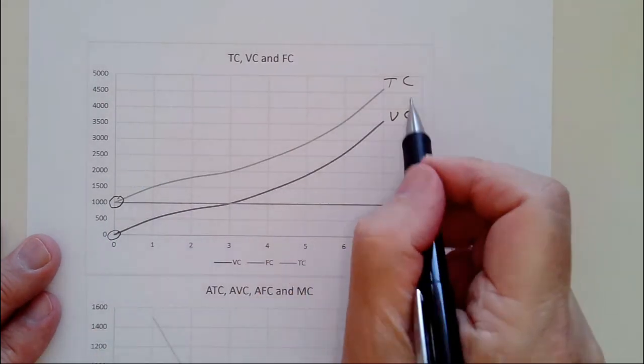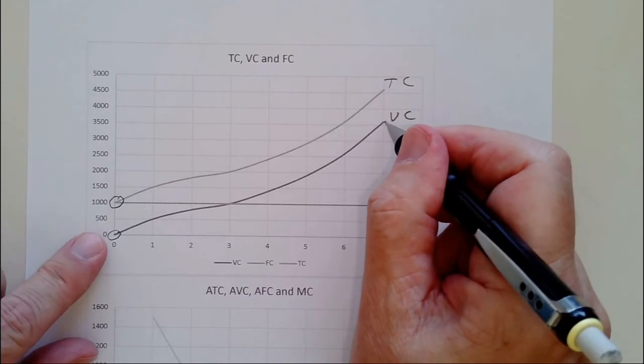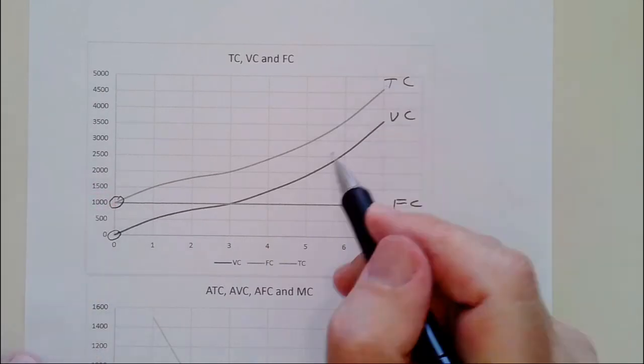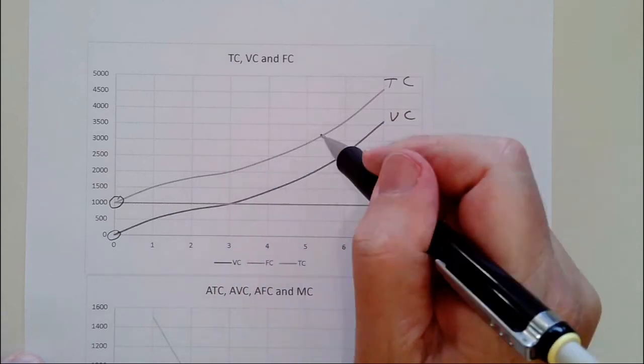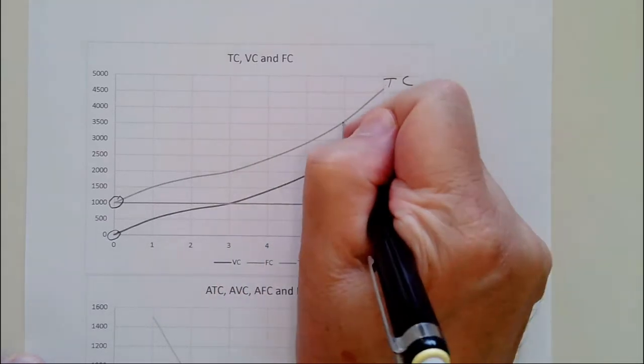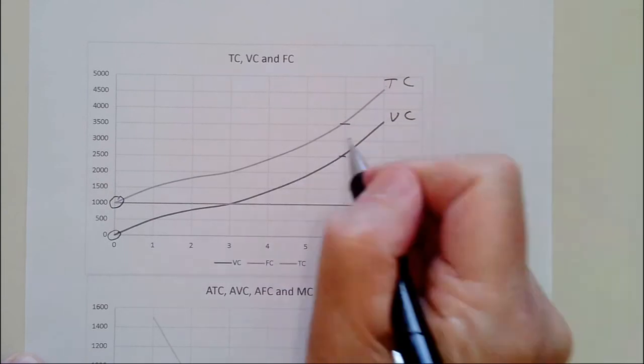Because these are identical, if I were to pick the variable cost curve up, if I could do that, it would lay right over the total cost curve. What separates these two curves, the vertical distance, is always the same: 1,000 fixed costs. So the difference from there to there is 1,000 fixed costs, and so on.